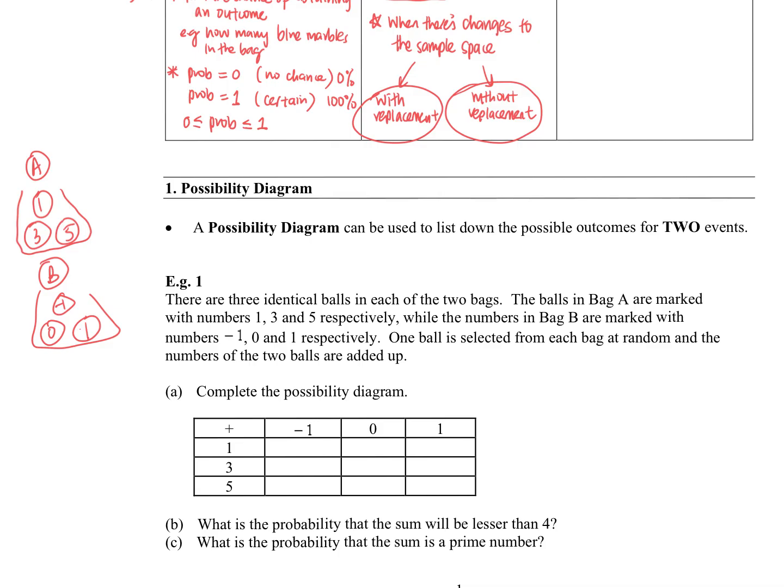First thing first, when I list out the outcomes, I'm going to choose where I start from. Let's say this is my bag A, this is my bag B. I will pick 1 from bag A and then -1 from bag B. So I will list it out as a pair coordinate. That means bag A is 1, bag B is -1. Second, I pick 3 from bag A but still -1 from bag B. So go and list out all the possible outcomes you can get.